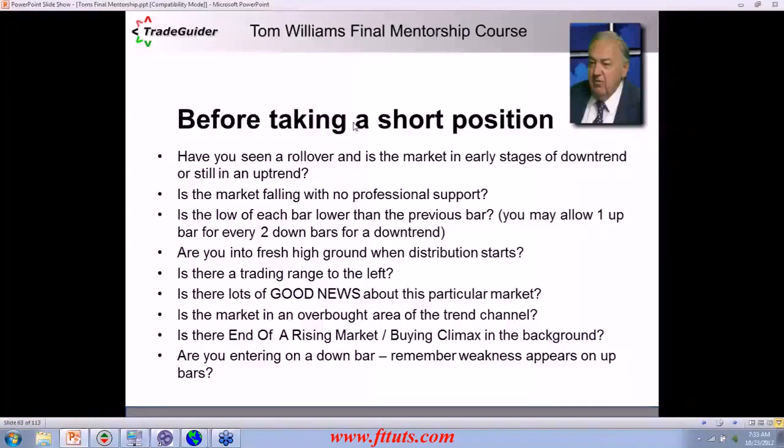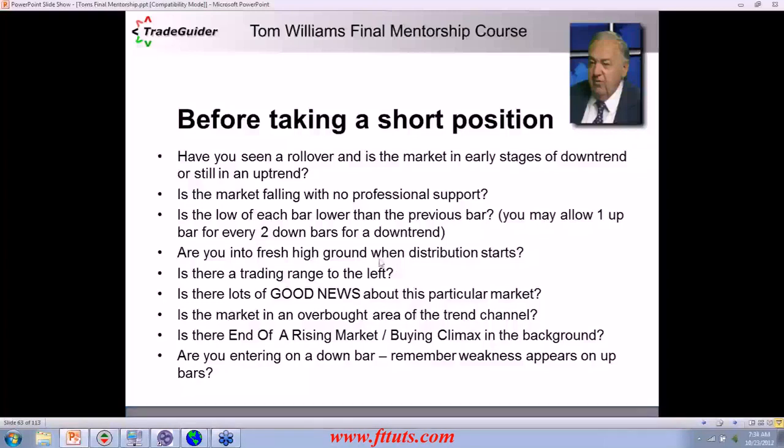All right, and let's summarize. Before you take a short position in the market, ask yourself the following questions. Have you seen a rollover, and is the market in the early stages of a downtrend, or is it still pushing up? You really want to be in the early stages of a downtrend. Is the market falling with no professional support to hold it? Is the low of each bar lower than the previous bar? Remember Tom's simple trending system. You can allow one up bar for every two down bars in a downtrend, as long as the up bar is on low volume.